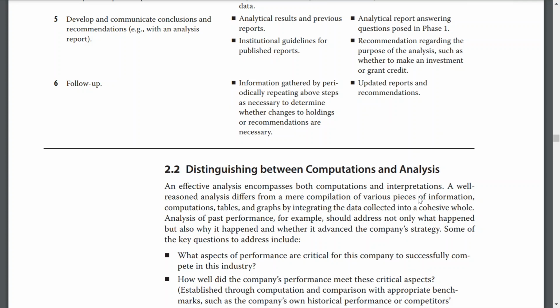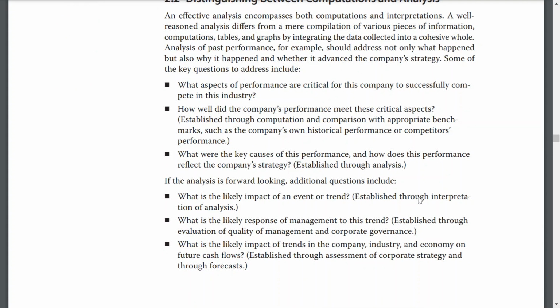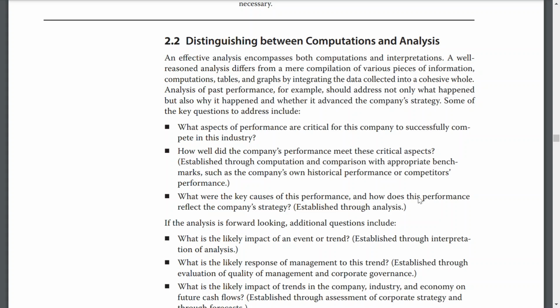Distinguishing between computation and analysis. An effective analysis encompasses both computation and interpretation. A well-reasoned analysis differs from a mere computation of various pieces of information, computation tables and graphs. By interpreting the data collected into a cohesive whole, analysis of past performance, for example, should address not only what happened, but also why it happened and whether it advances the company's strategy.